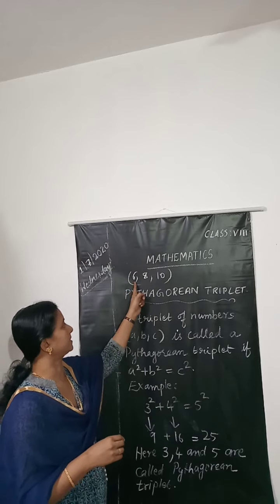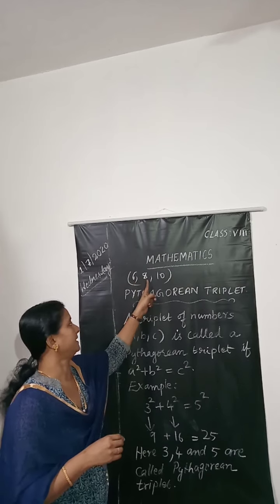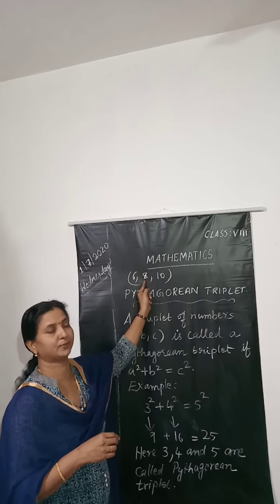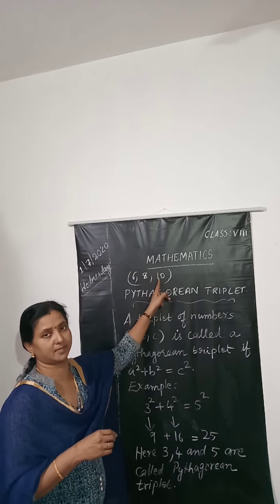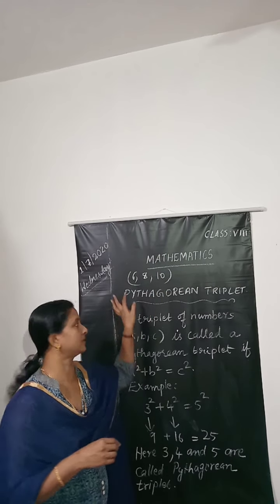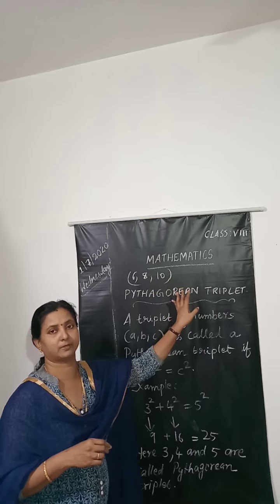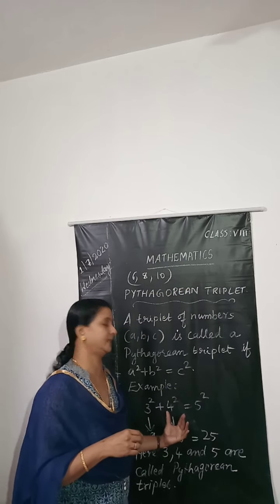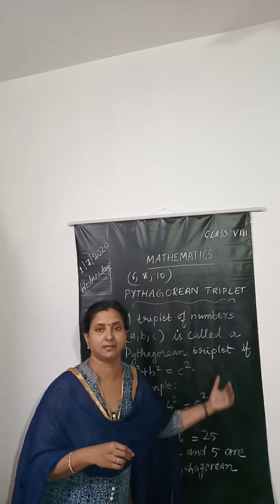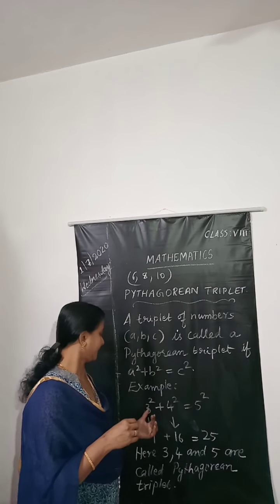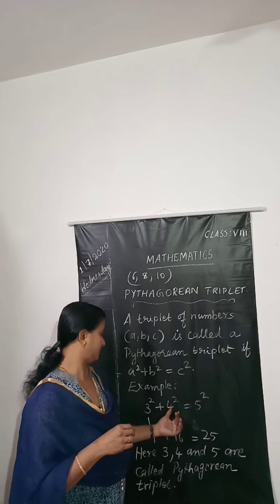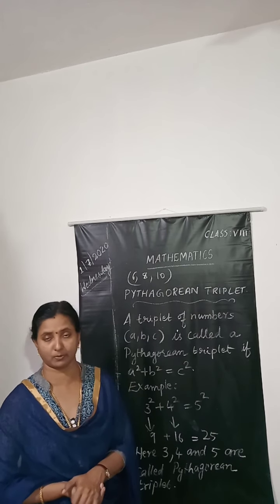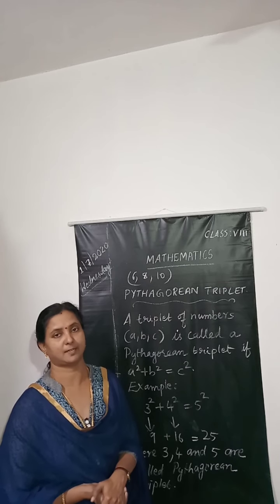You look, 6 square means 36. 8 square means 64. When you add 36 and 64, you will get 10 square, it is 100. You will get 100 as answer. So these three numbers are Pythagorean triplet. You can check with any number. If you multiply that 3, 4 and 5 with number 5, what will you get? 15, 20 and 25. So that 15, 20 and 25 will be also a Pythagorean triplet.